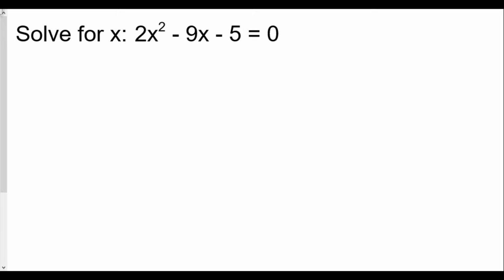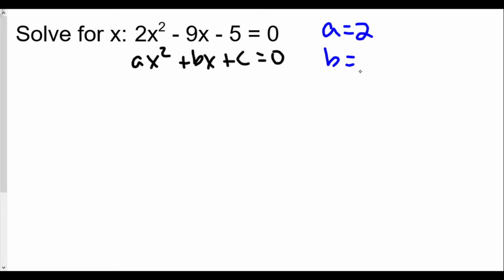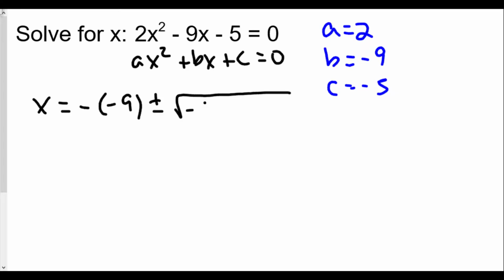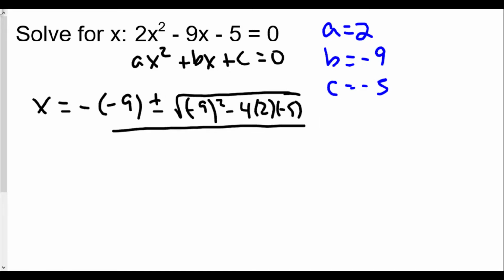Here we have solve for 2x squared minus 9x minus 5 equals 0. And in this case, we have ax squared plus bx plus c equals 0. And now we move a little faster here. a equals 2, b equals negative 9, and c equals negative 5. Okay, now use our formula. x is equal to negative 9 plus or minus, that's the b value, negative 9 squared minus 4 times 2 times negative 5 all over 2 times 2.